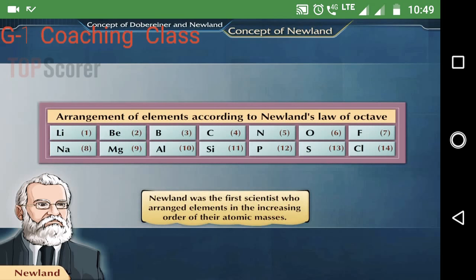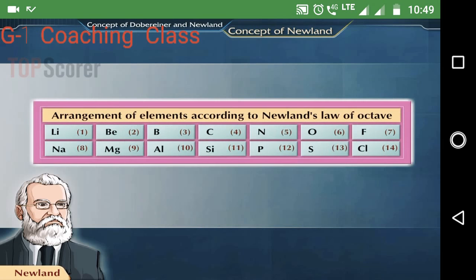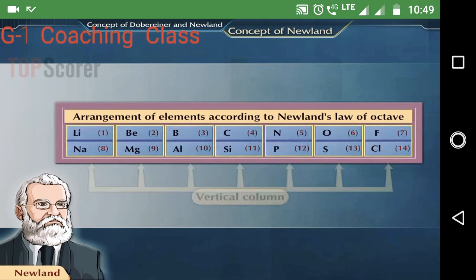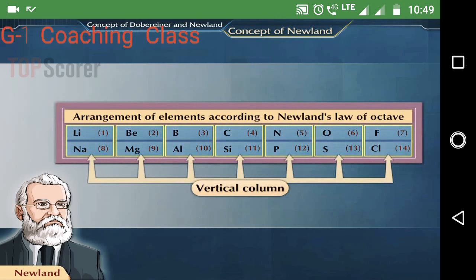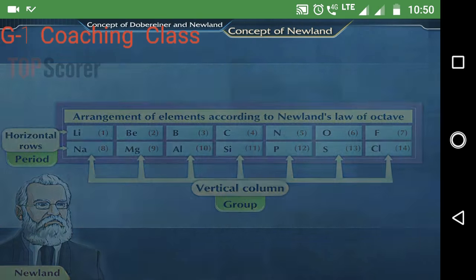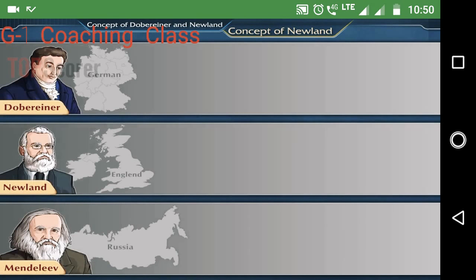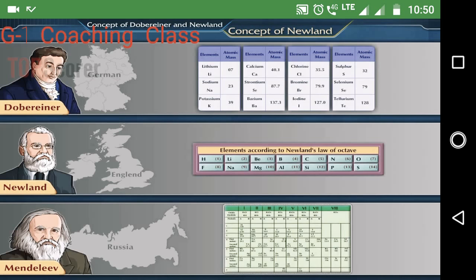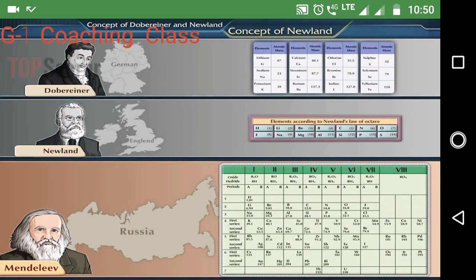Newlands was the first scientist who arranged elements in the increasing order of their atomic masses. By arranging elements in this way, it is found that their properties have a systematic relation. Vertical columns in the table are called groups, whereas horizontal rows are called periods. Though many scientists have contributed to the development of the periodic table, the credit goes to the Russian scientist Mendeleev.